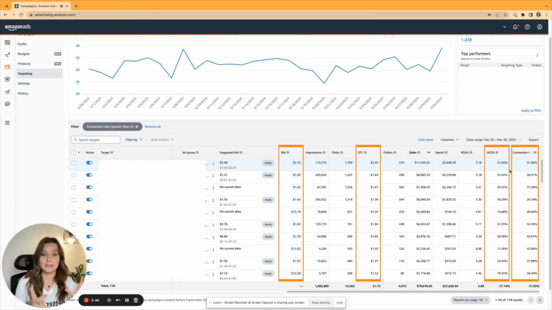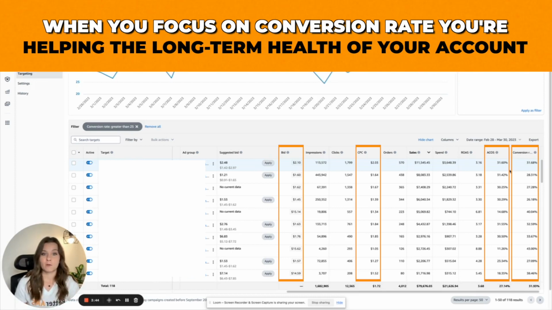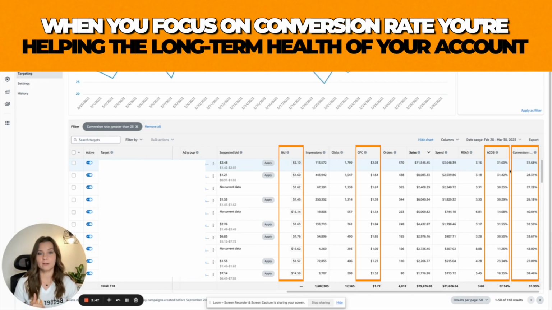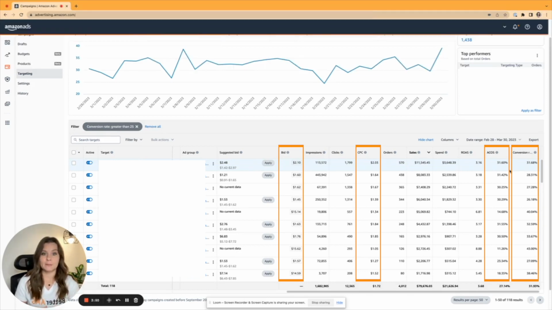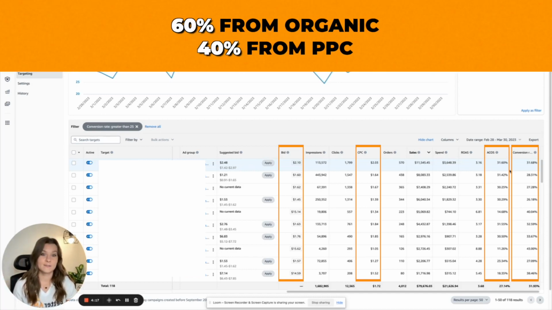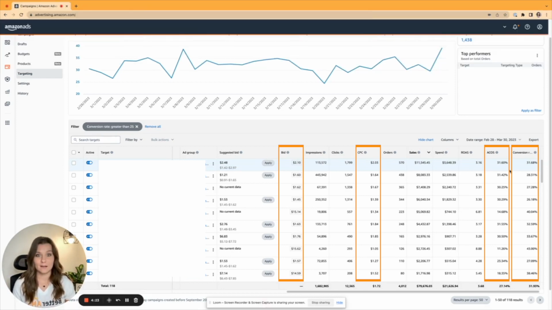The reason I like to optimize using this method is because when you focus on conversion rate, you're helping the long-term health of your account. We're not just focused on ACOS and profitability here. We're thinking long-term: if I'm focused on these really high converting keywords, then the organic rank on my account is going to start to climb, which means our organic sales are going to get stronger and our ad sales will be secondary. We don't want to see a 50-50, and we don't even want to see a 60-40 with 60 being PPC. We want to see at least 60% coming from organic and 40% from PPC. That's ideal. 50-50 is okay, but we want to see it heavier on the organic side.